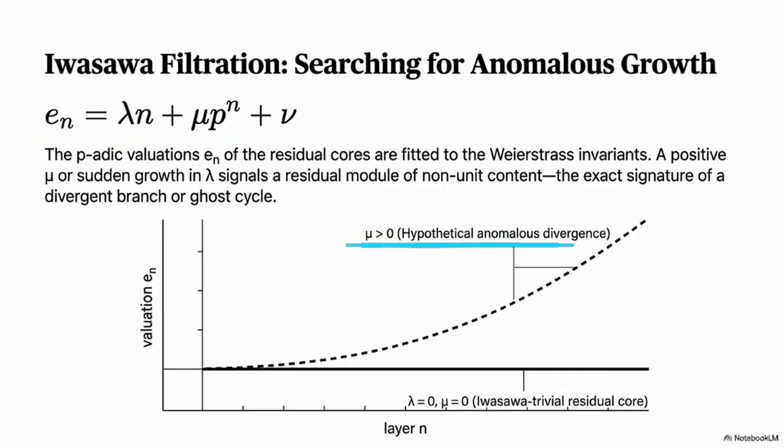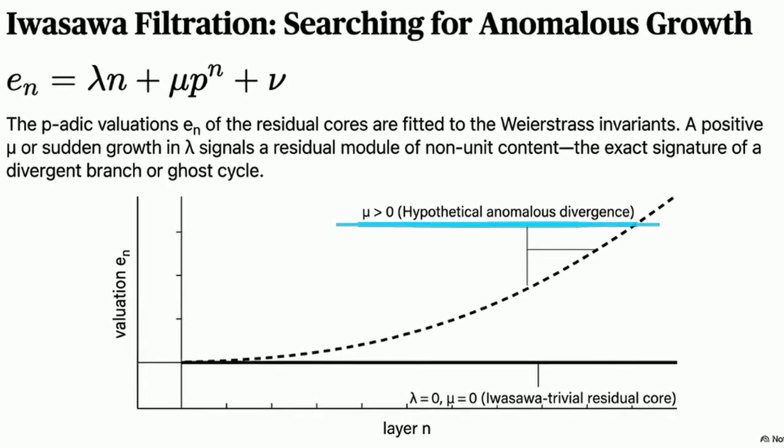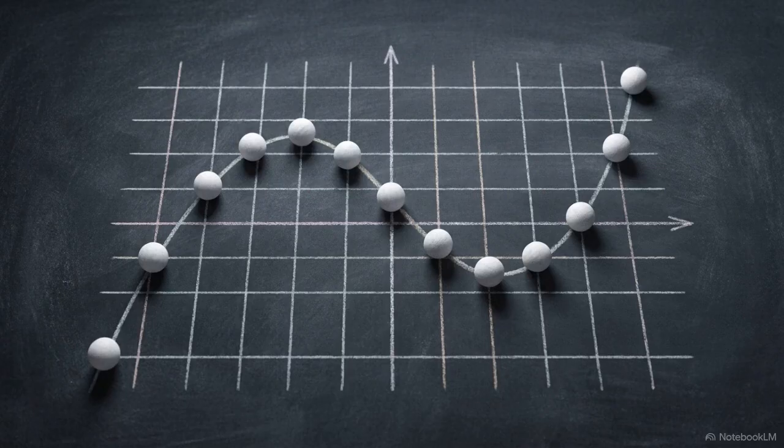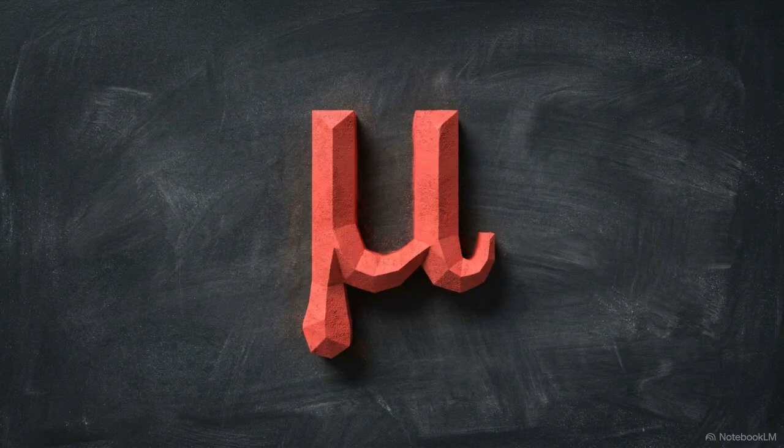Notice the 2 paths on the chart. If the data requires a positive mu value, the valuation curves upward along the dotted line, physically signifying anomalous growth, a ghost cycle. If we only find the standard 1-2-4 loop, the sequence forms the solid, flat line of zeros at the bottom. That algebraic fit provides a definitive, quantifiable test. We don't have to guess if a Collatz counterexample exists in our data. We just check if mu is greater than 0.